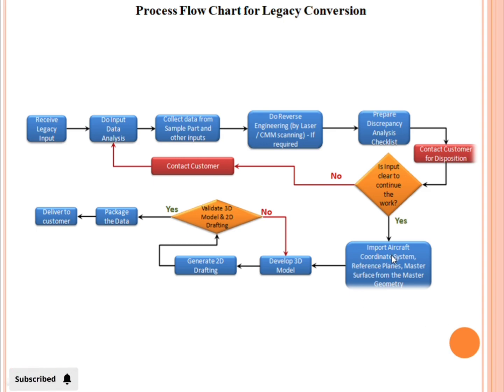After importing the aircraft coordinating system, reference planes and master surface from the master geometry, the 3D model will be developed. As it is very difficult to analyze the drawing in 3D draft, the 3D draft will be converted to a 2D drawing. Then there comes the condition: validation of the 3D and 2D model. If yes, the data will be packaged and delivered to the customer. If not, again we will develop the 3D model, generate the 2D draft, and send it back to the condition. Only if it is correct will the data be packaged and delivered to the customer. This is the actual process flowchart of the assembly operation of the Bell 407 helicopter.